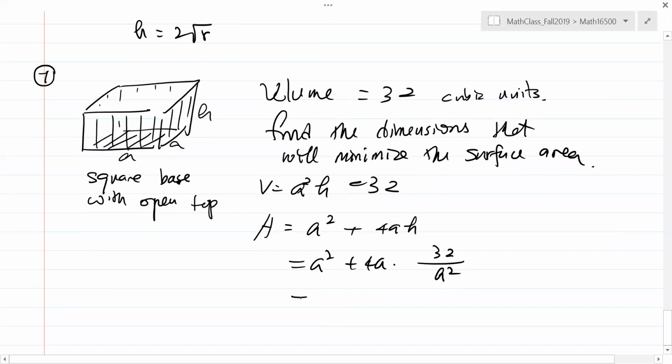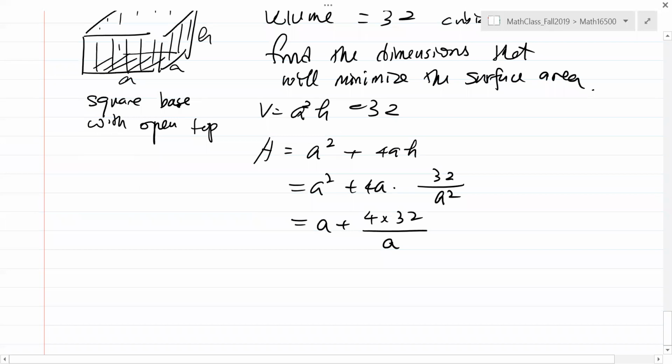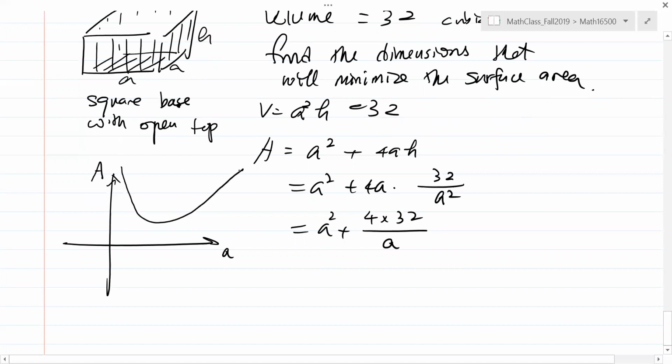So here you get A squared plus 4 times 32 over A. I'm not going to change that, right? So clearly, if we draw the graph for the relation between little a and capital A, the graph looks like that. When a approaches 0, it goes to infinity. When a approaches infinity, it goes to infinity. So somewhere here has the smallest value, all right?